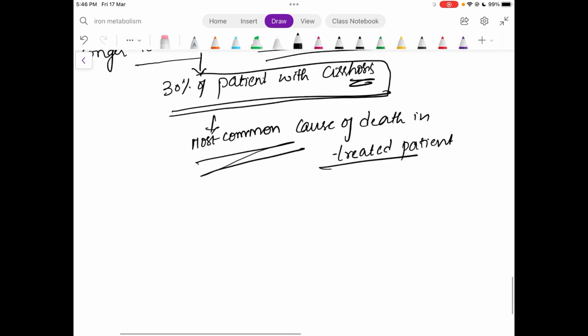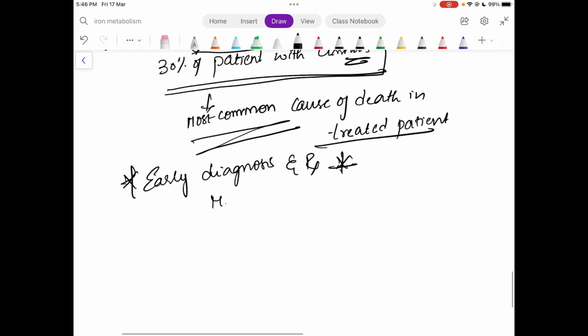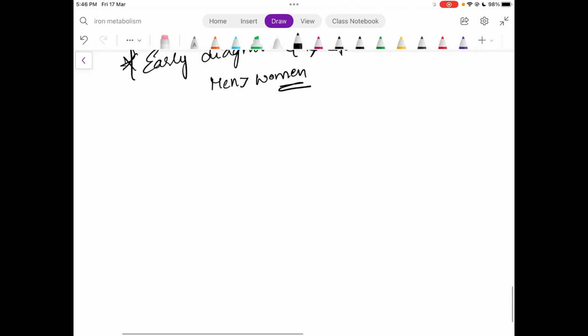So because of this, early diagnosis and treatment of hemochromatosis is very important. The incidence is greater in men than women. Okay. Next, this is about liver manifestations.